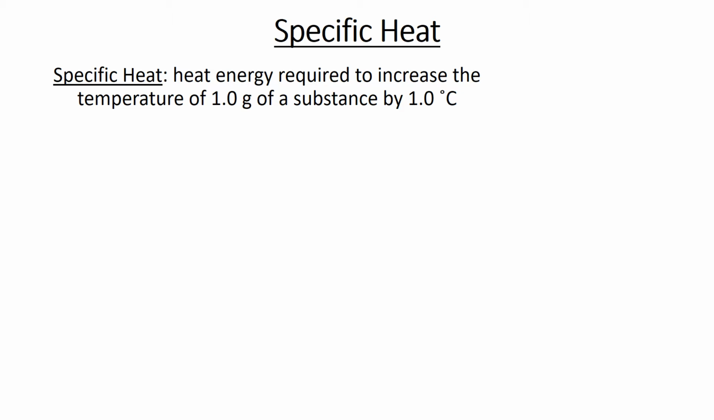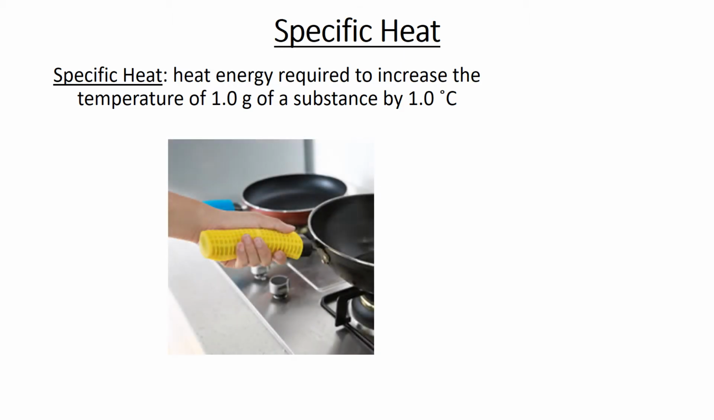So in order to help measure heat, we have this concept of something called specific heat. And the definition's up here. It's the heat energy required to increase the temperature of 1 gram of a substance by 1 degree Celsius, which seems to make absolutely no sense. So let's look at an example and see if we can make sense of this definition.